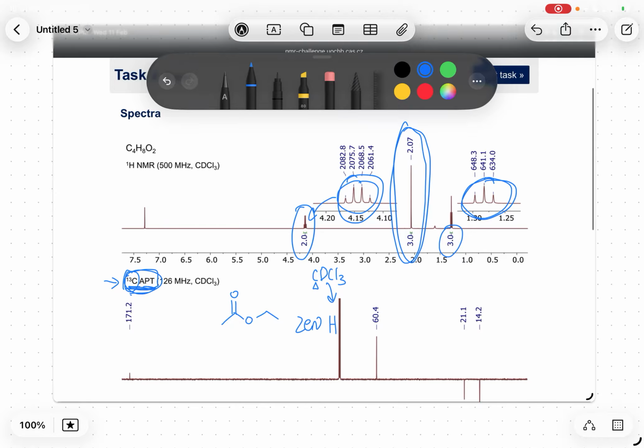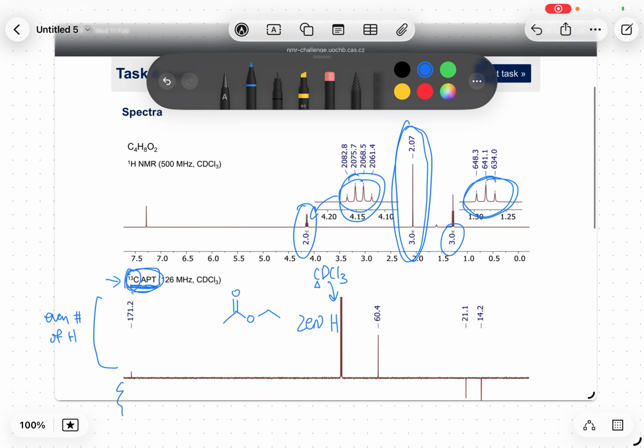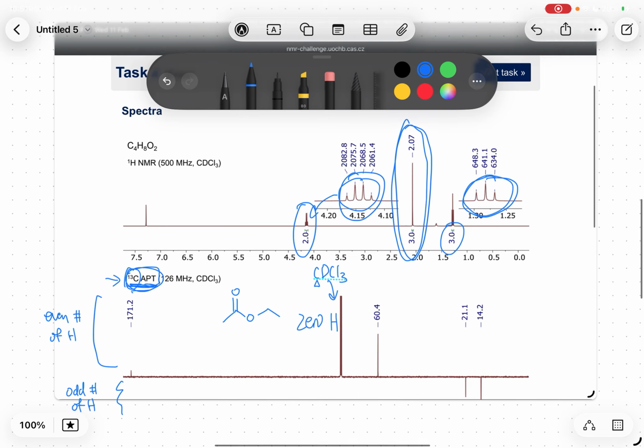It has 0 protons. So all the signals, or all the carbons with an even number of protons are going to point up, while all the signals with odd numbers of protons are going to point down. So 0 is even, right? So even will point up. So if you see the CDCl3 peak appear like this, then that means this side is even and this side is odd. So just always check for the CDCl3 peak.